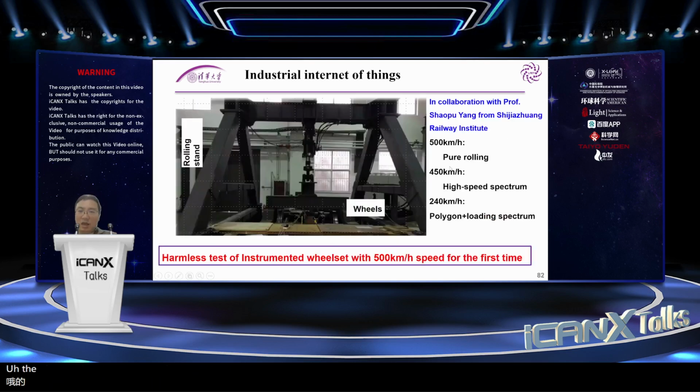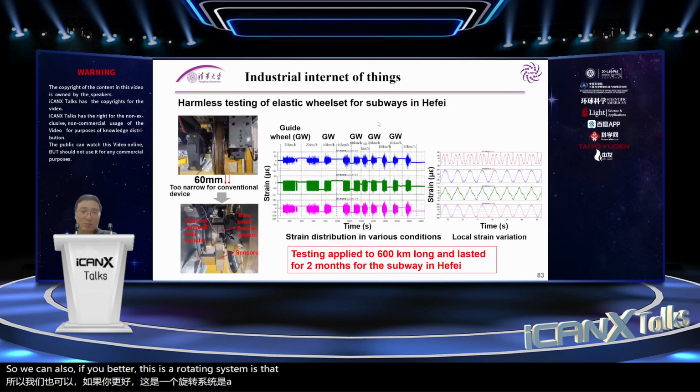We use this to measure the high-speed train. So now we can measure a 500 kilometer per hour velocity. It's the highest velocity test in China. We can also integrate this rotating system with a subway. This is used in the subway in Hefei. We can use this to monitor the subway running.